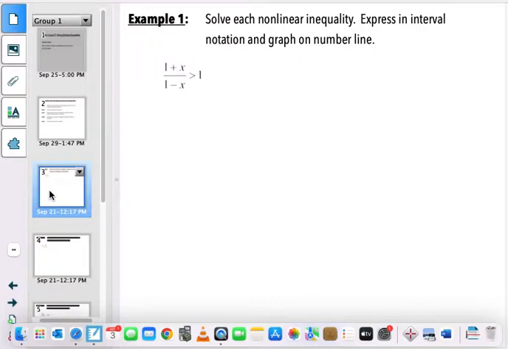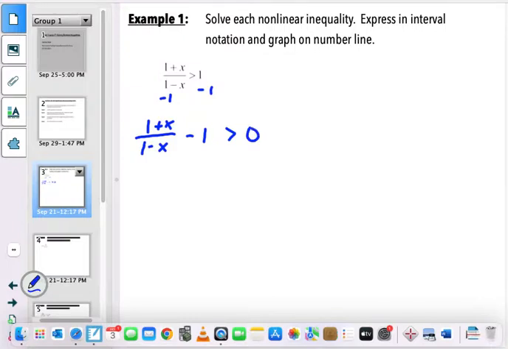All right, so let's go ahead and solve each nonlinear inequality and express it in interval notation and graph the solution on a number line. So the first thing we have to do is bring everything over on one side. So I'm going to subtract 1 from each side there. I'm going to put 1 plus x all over 1 minus x minus 1 is greater than 0.